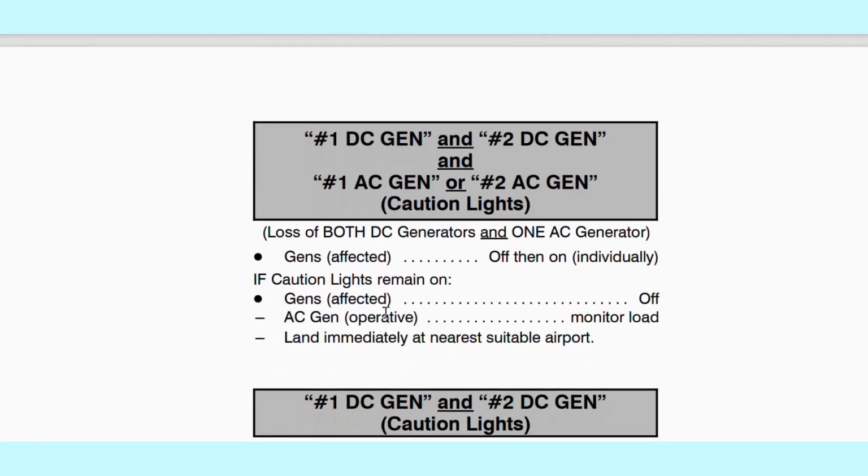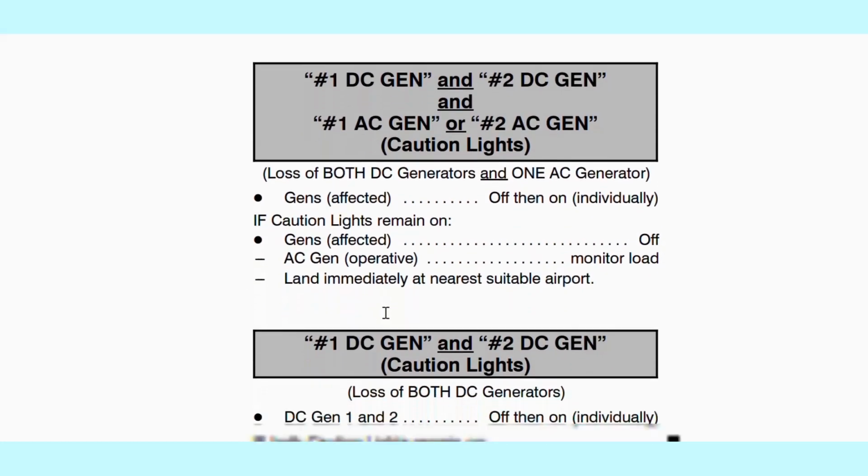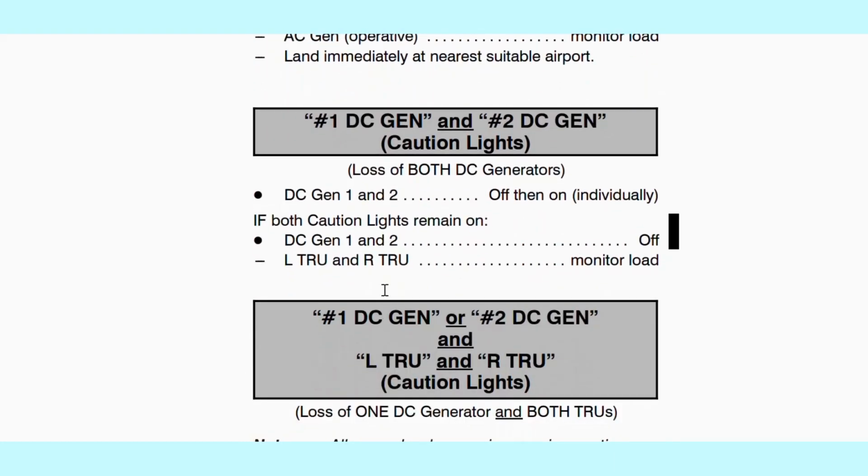All right. And now another scenario is where number 1 DC gen and number 2 DC gen caution lights come on. Just remember that when these caution lights come, to avoid ambiguity, call for the appropriate checklist. Okay, don't use any other phraseology or wording. As it says here, call for that particular checklist.